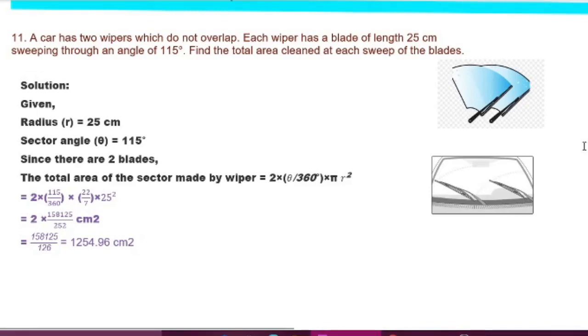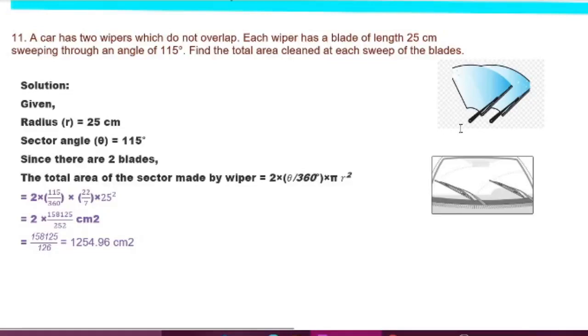NCERT book. Question number 11. A car has two wipers which do not overlap. Each wiper has a blade of length 25 cm sweeping through an angle of 115 degrees. Find the total area cleaned at each sweep of the blade.